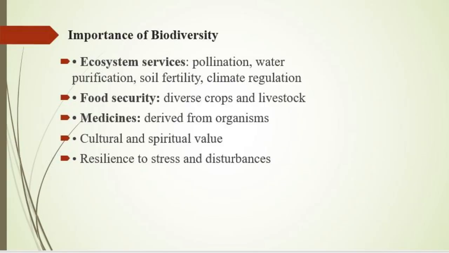2. Food security. Biodiversity provides a variety of crops and livestock. Examples: wheat, rice, maize, fruits, vegetables, cattle, sheep. A diverse food system is more stable and resilient. 3. Medicines. Many medicines come from plants, animals, and microorganisms. Example: several important drugs have been developed from plant compounds. Scientists continue discovering new medicines from nature.